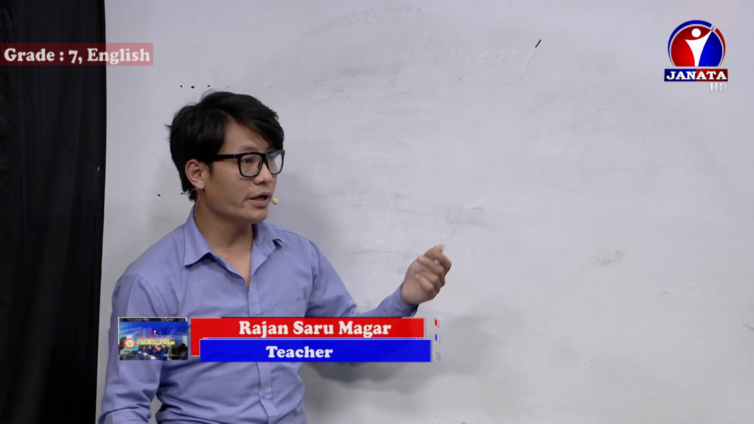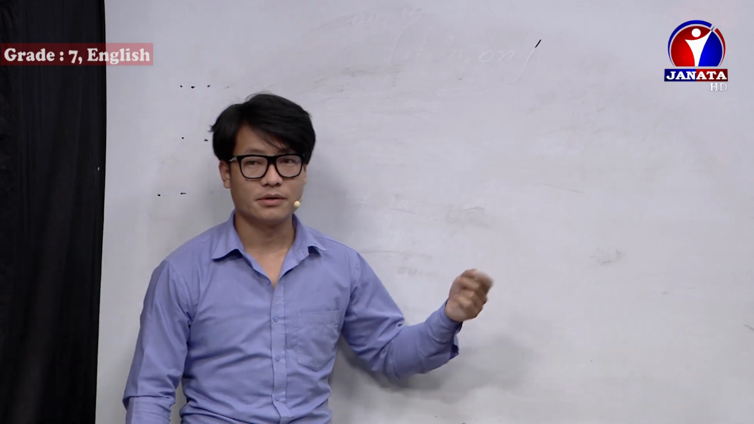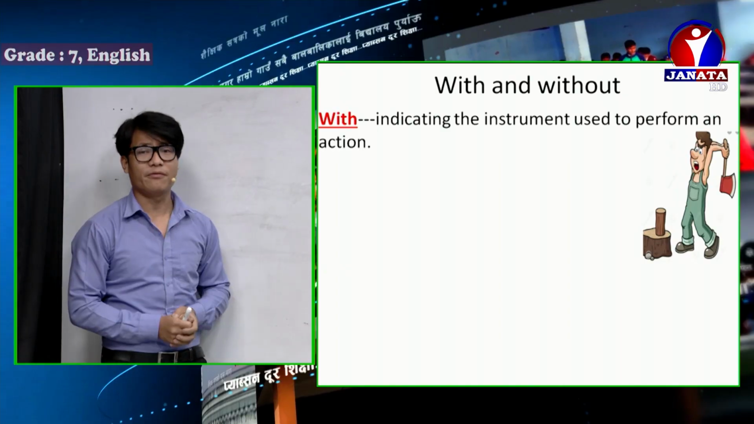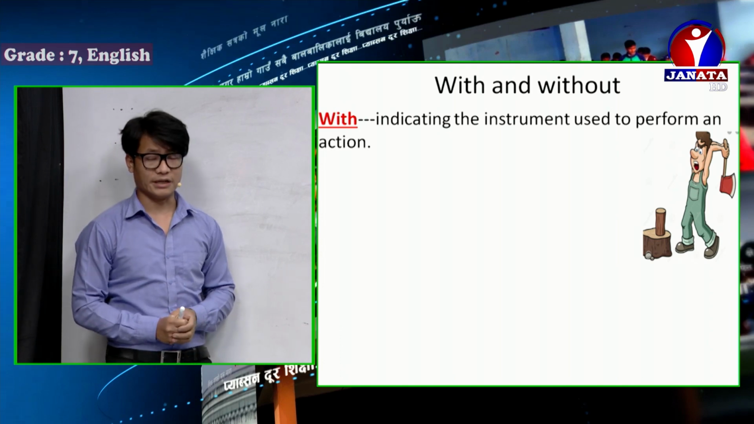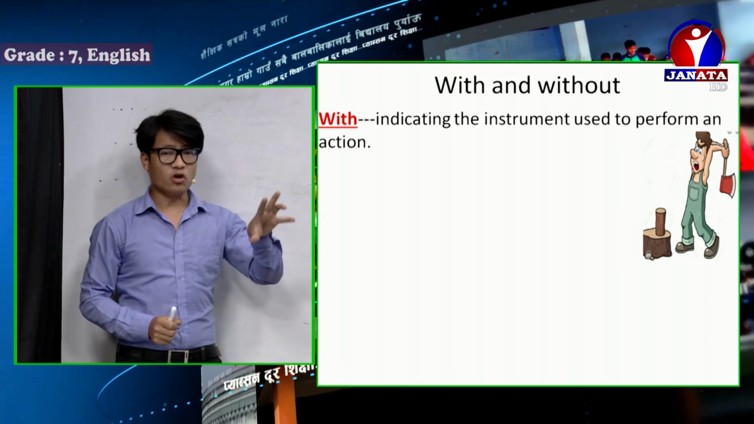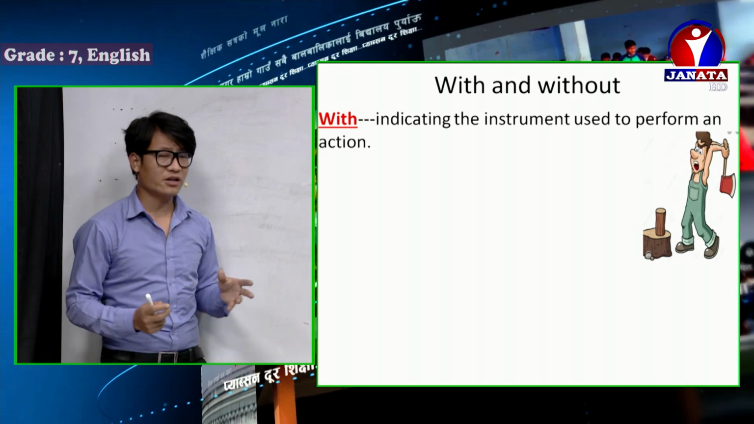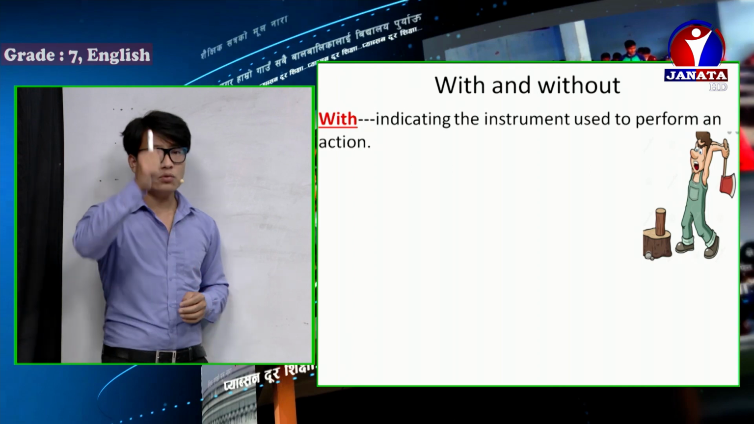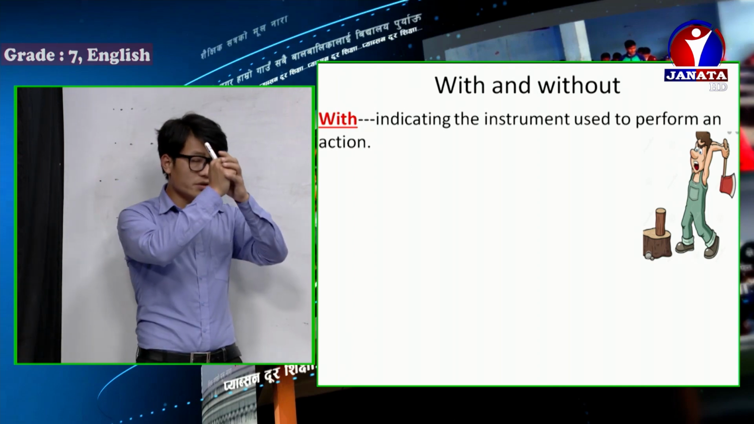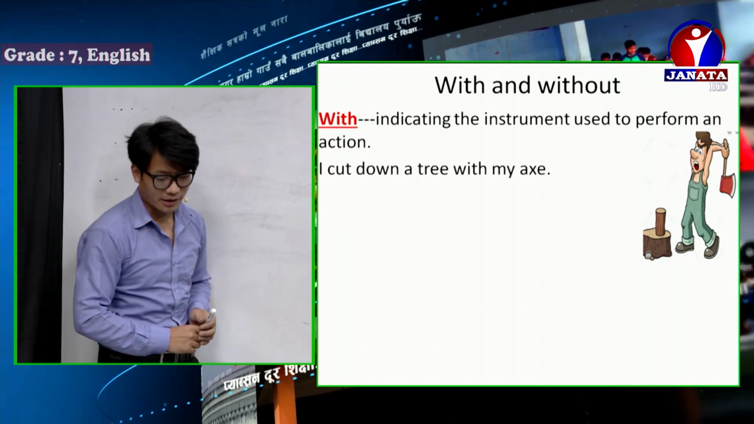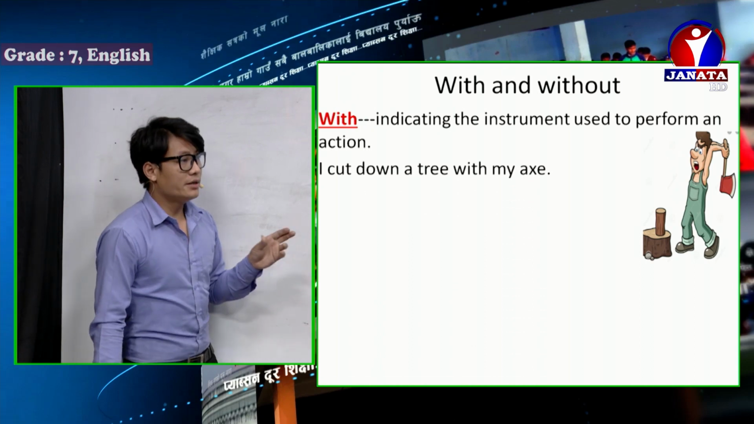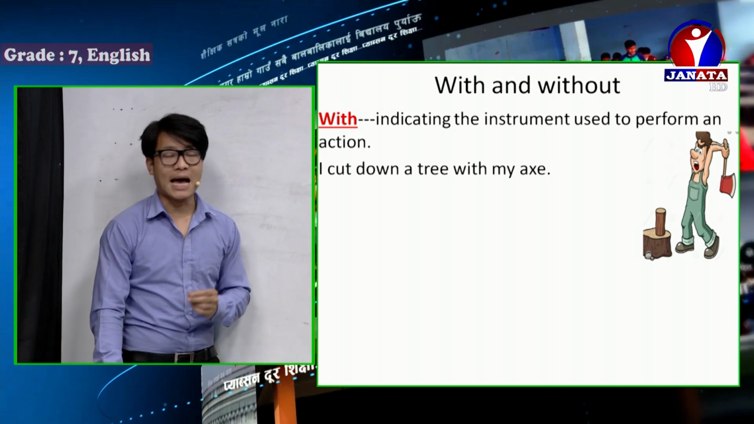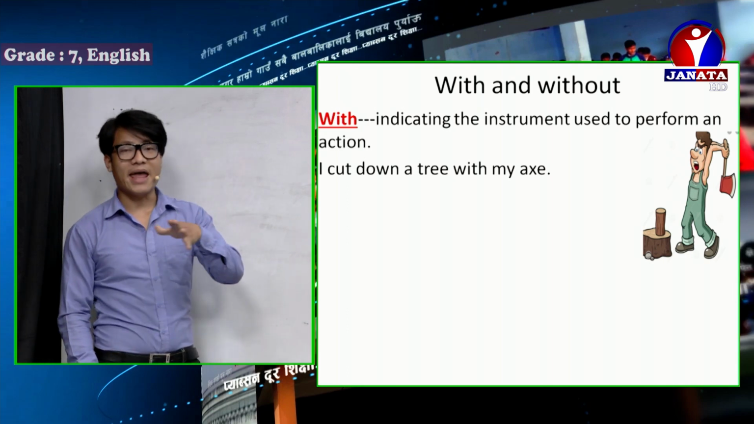Let me show you one example in this picture. You can see an angry man is going to chop a log, and chopping a log is one of the actions he is performing. And he is using an axe. So we write here, I cut down a tree with my axe.